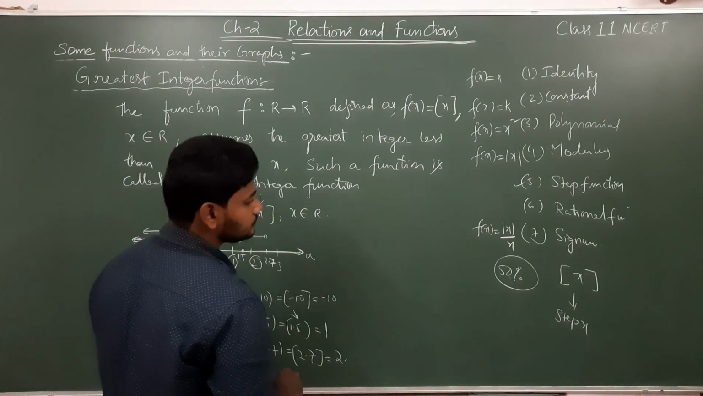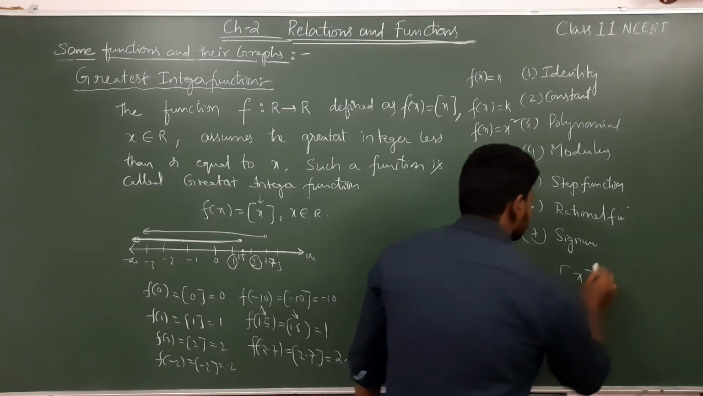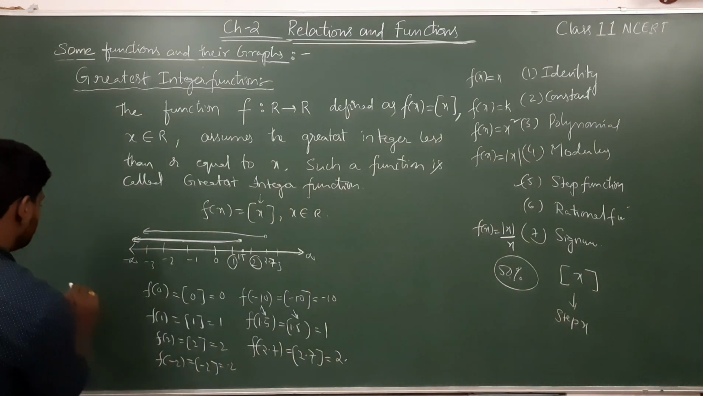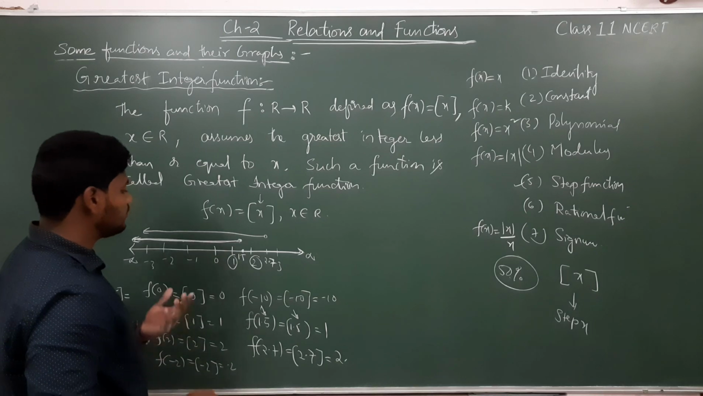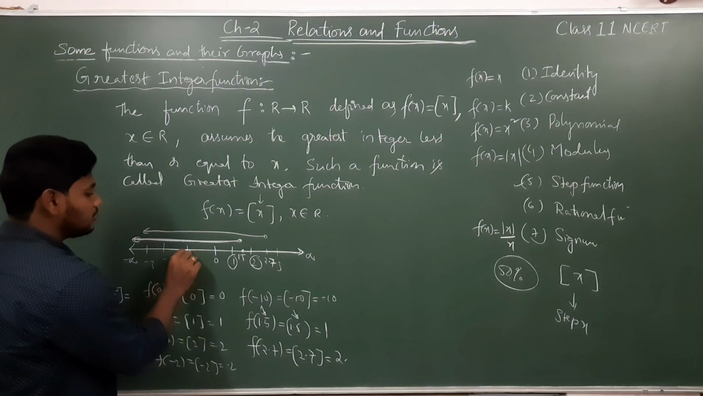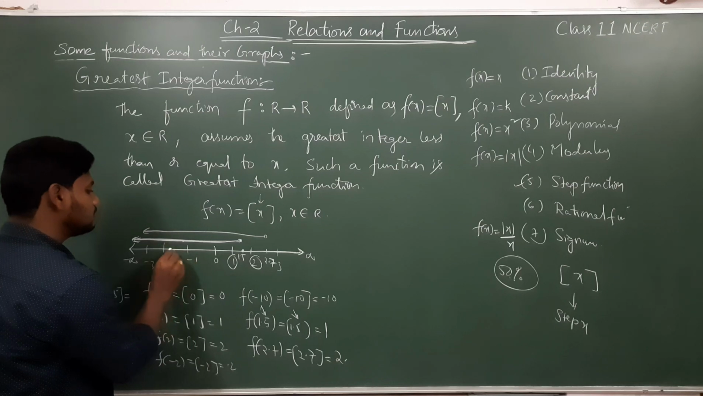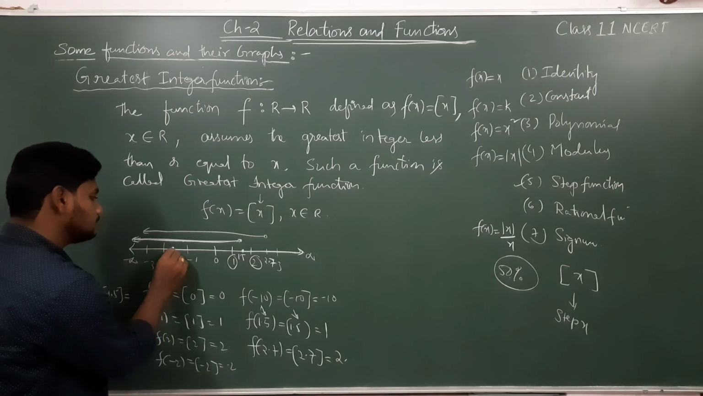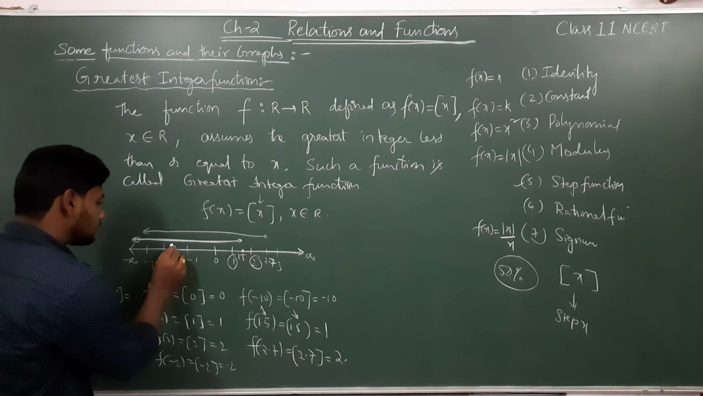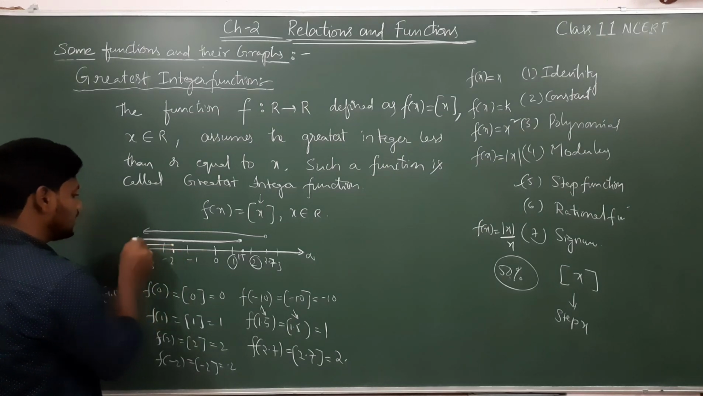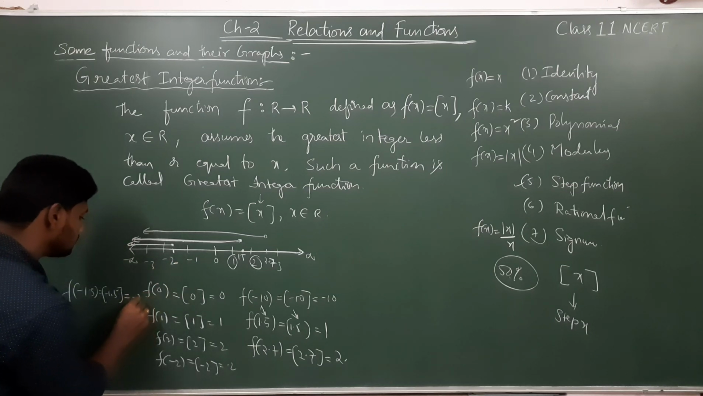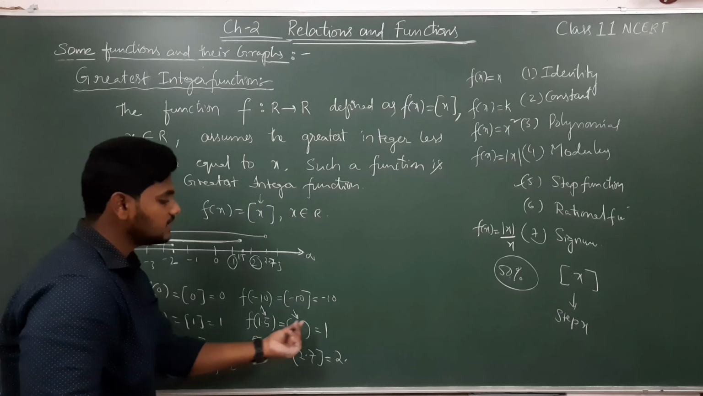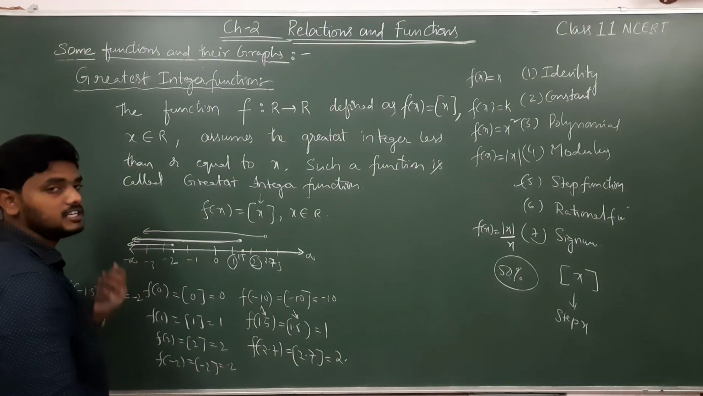Now, if I write f of minus 1.5, nothing but step minus 1.5, what is step minus 1.5? Minus 1.5 lies between minus 1 and minus 2. From this minus 1.5, if I draw a line to the left side, which is the greatest integer? Minus 2. So for 1.5 it is 1, but for minus 1.5 it is minus 2.